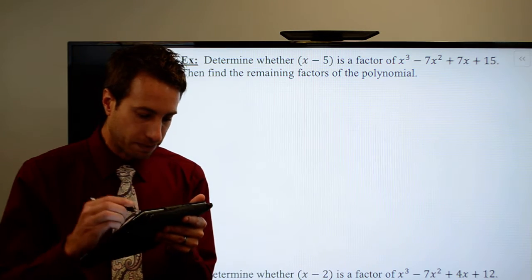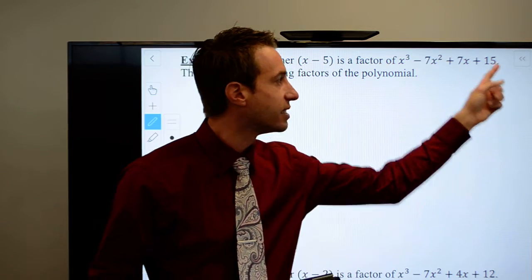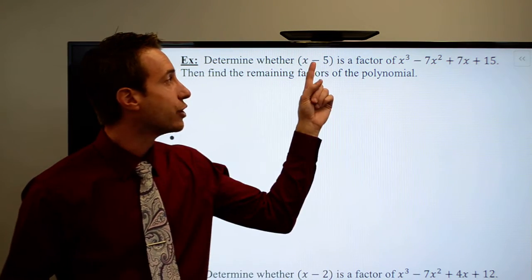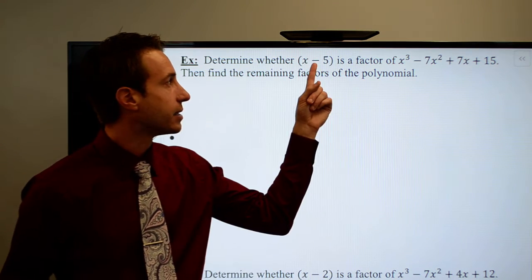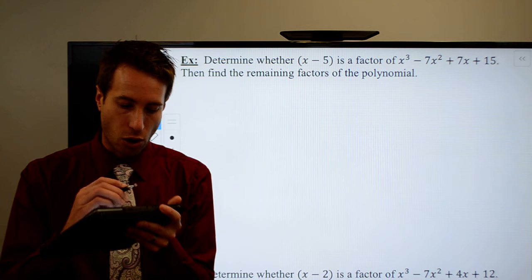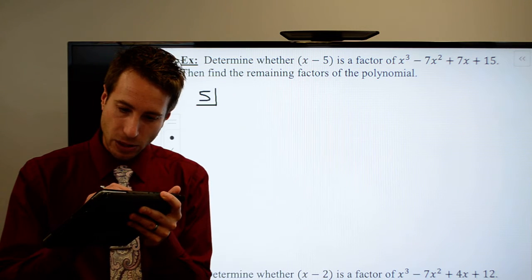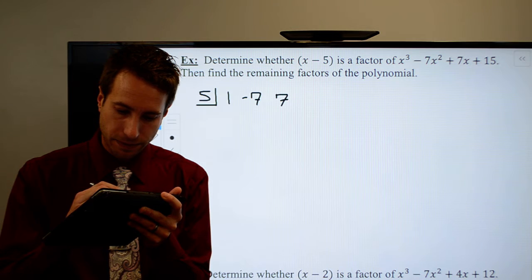So here we go. We're going to set up our synthetic division first. 3, 2, 1, 0. I'm not missing anybody. I don't need any placeholders. And I know that I'm going to do synthetic division with a positive 5. How do I know that? Set this guy equal to 0 and solve. So the 5 goes inside the box, and it's going to be a 1, a negative 7, a 7, and a 15.